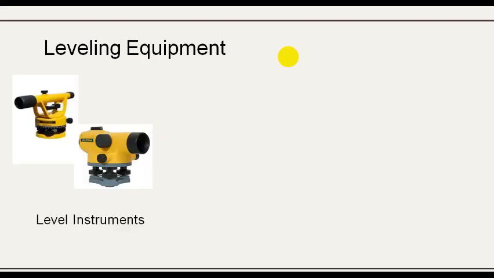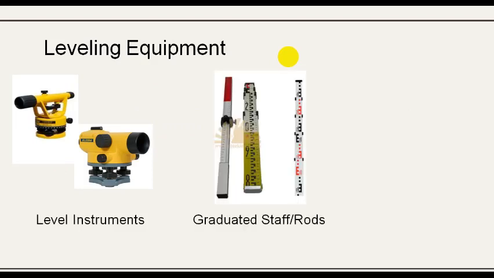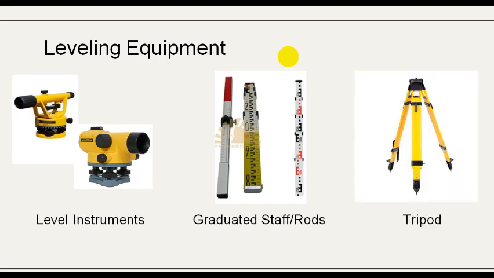Then the equipment that we'll be using in conducting leveling is, first, the level instrument, or usually we use an automatic level. Second is the graduated stock or rods. This is a stock or rod where measurements are in either the metric or English system. And lastly, the tripod, where we put our level instrument on top of the level head.